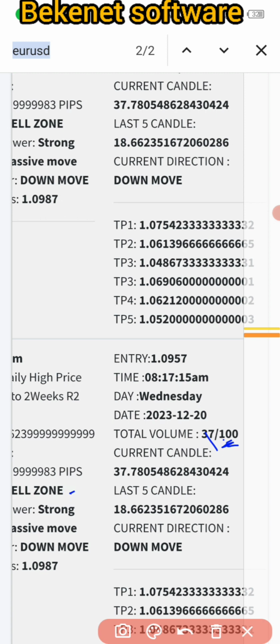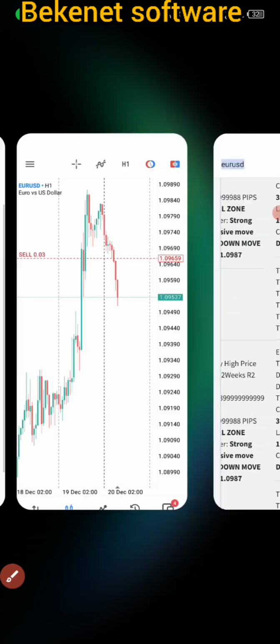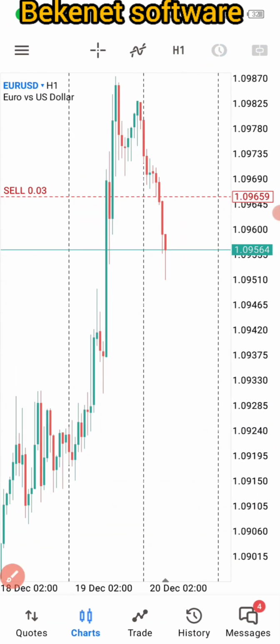So whenever you want to sell, once you see a sell zone, make sure that you're seeing 100 on this side, not 0. If it's 0, avoid it. You understand? That means the price is on a ranging move. Now let me explain this on the chart for you so that you see it.